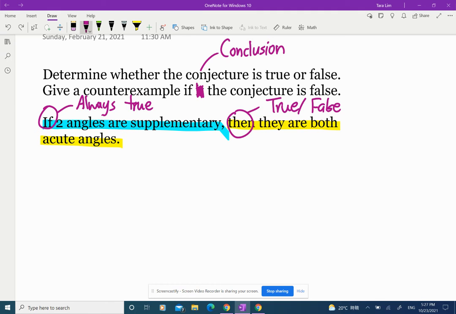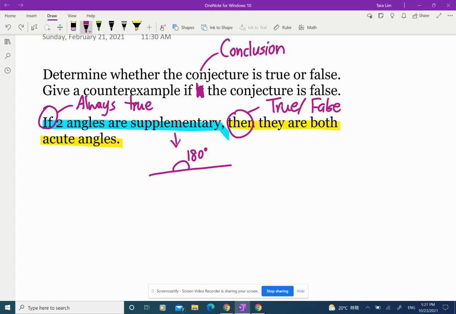So first of all, let's take a look at the question. If two angles are supplementary, then they are both acute angles. Remember, if you don't understand the question, you can always draw. First of all, what is supplementary? Supplementary is 180 degrees. I have a line here, and it could be 180 degrees, but it could be made up of many different angles that form a 180-degree angle.